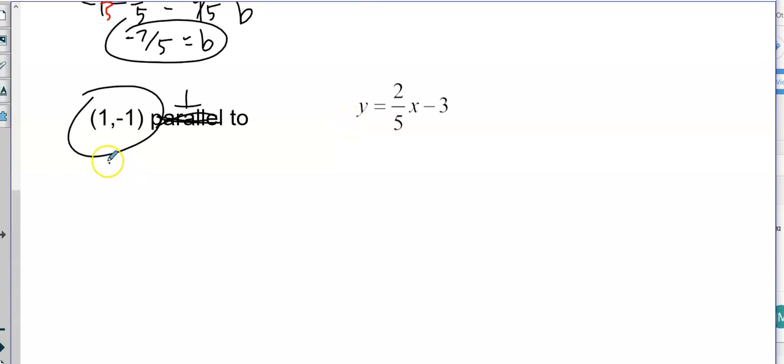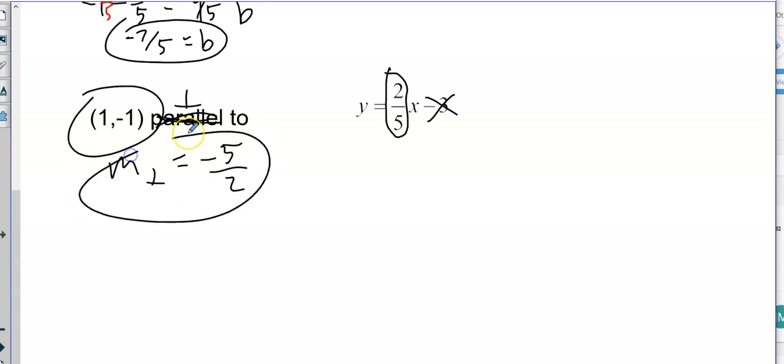First, let's find the slope. What would the perpendicular slope be? The original slope is 2/5. You're going to take the opposite reciprocal. So the opposite is -2/5, and then the reciprocal is -5/2. You flip it and change the sign.